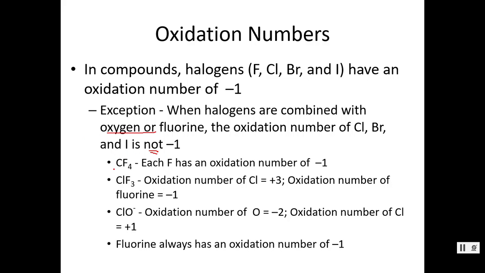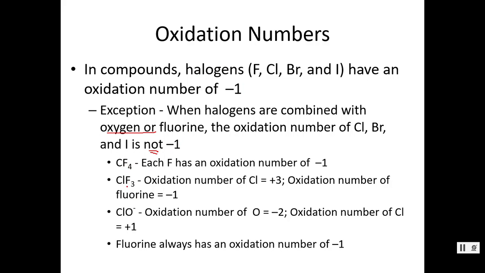What does all that mean? Let's say I have CF4. I ask about the oxidation numbers. Well, I know fluorine is a halogen, and that fluorine is not combined with oxygen or another fluorine. So each fluorine in CF4 is going to have an oxidation number of -1 because it's a halogen in group 7.